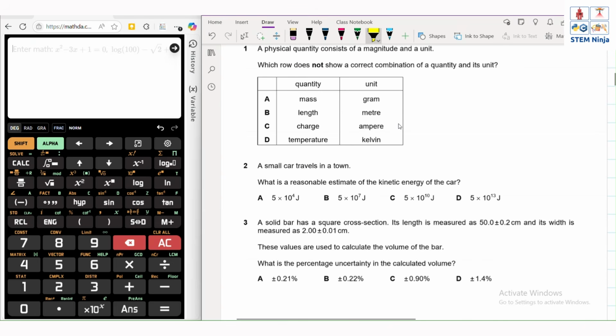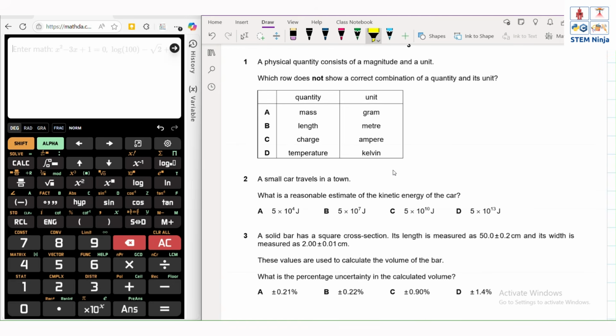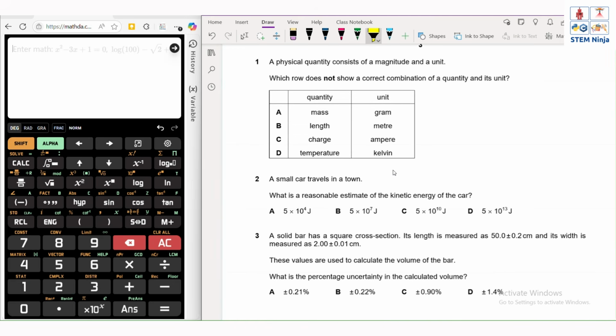All right. A physical quantity consists of a magnitude and a unit. Which row does not show a correct combination of a quantity and its unit? Quantity: mass, length, charge, temperature. Okay, mass, gram. The unit is correct, although it's not an SI unit. Length, meter is correct. Charge, ampere? No, the unit for charge is coulomb. So that is C.